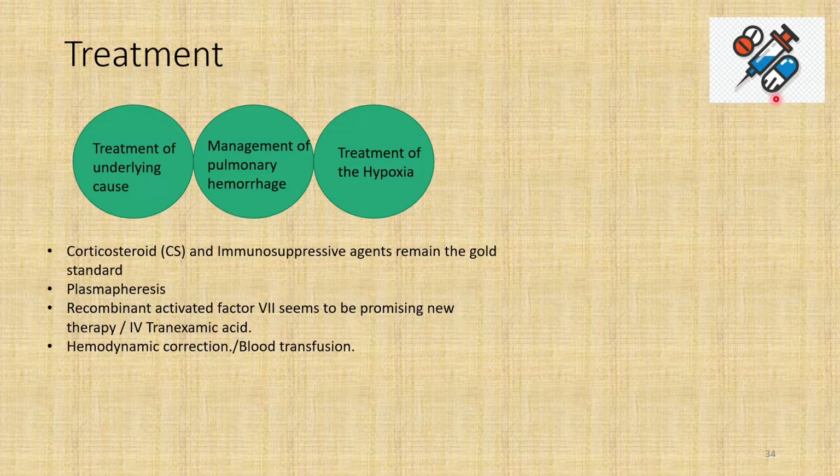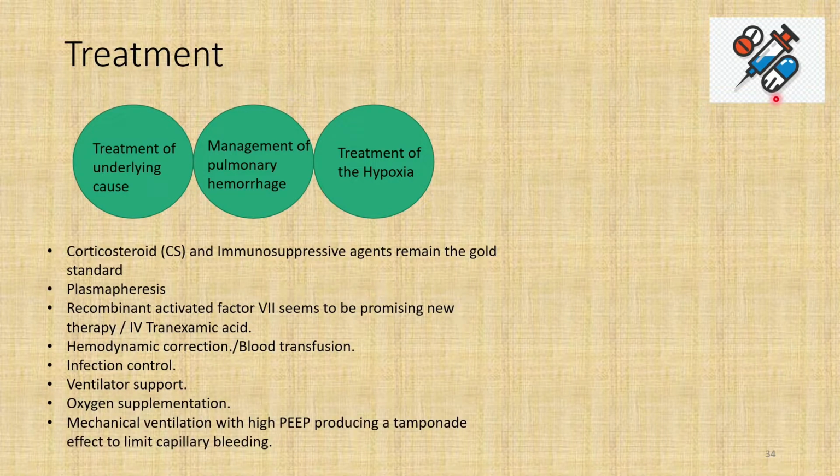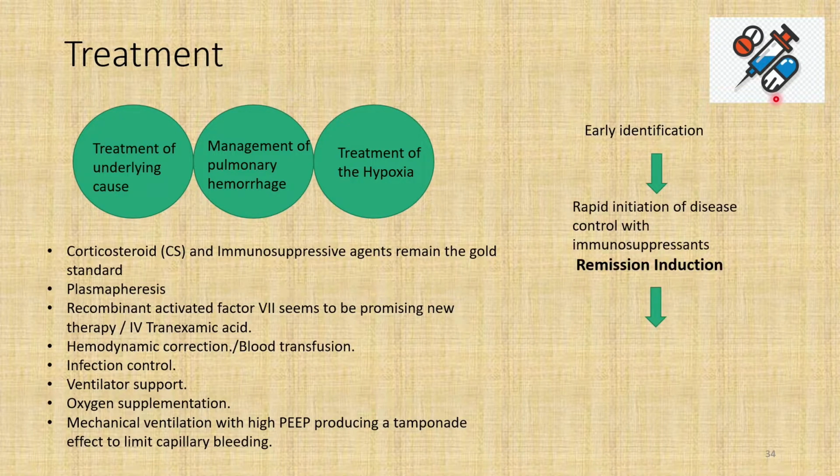Then we need to do the hemodynamic correction, blood transfusion, infection control, ventilator support, oxygen supplementation, and mechanical ventilation with higher PEEP to produce a tamponading effect. So we need to get a medical intensivist to help in that case. So the backbone of the treatment is early identification, remission induction, and the maintenance.